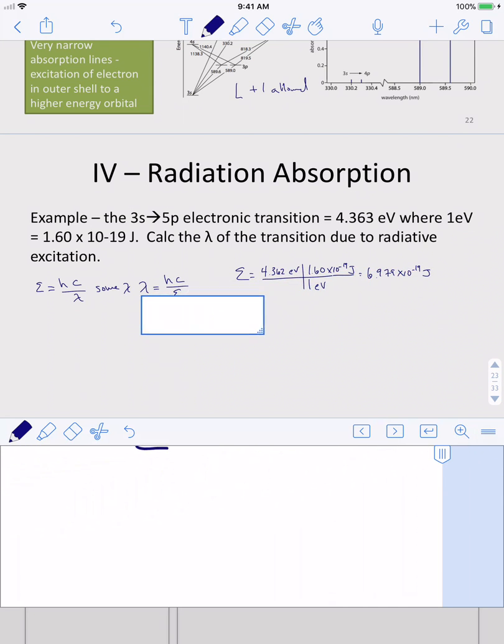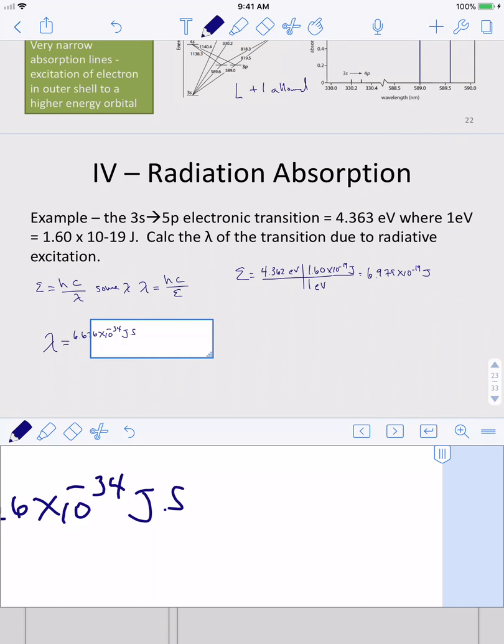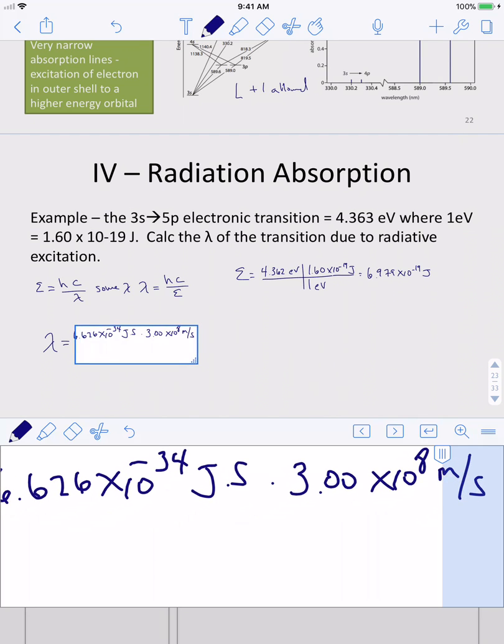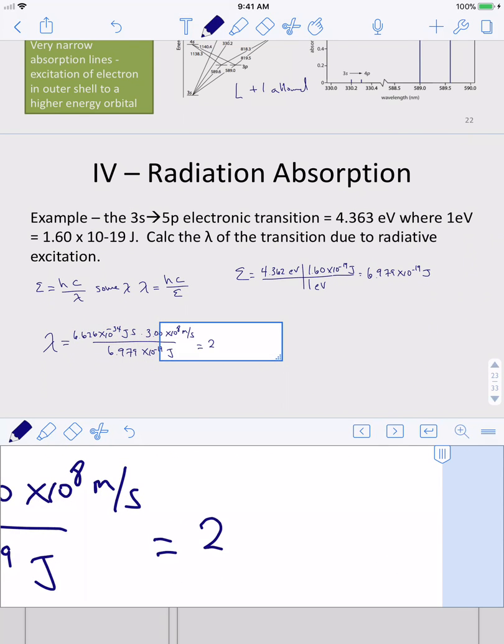Okay, now that we have an energy in joules, we can go back and plug it in. So we have lambda equals Planck's constant, 6.626 times 10 to the negative 34 joule seconds, times our speed of light, 3.00 times 10 to the 8th meters per second, and then all of that divided by our energy, 6.979 times 10 to the negative 19 joules, and we get out 2.85 times 10 to the negative 7.